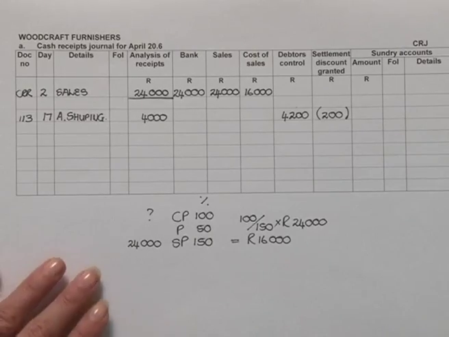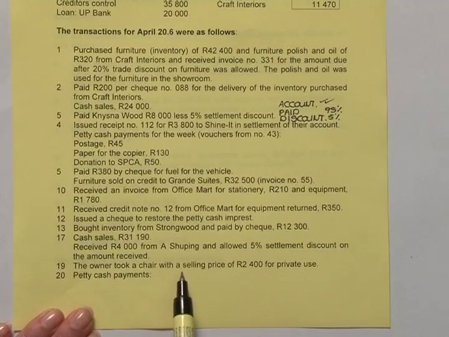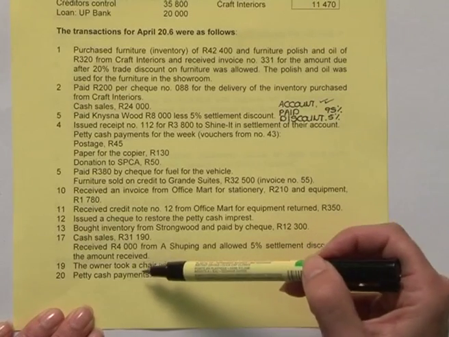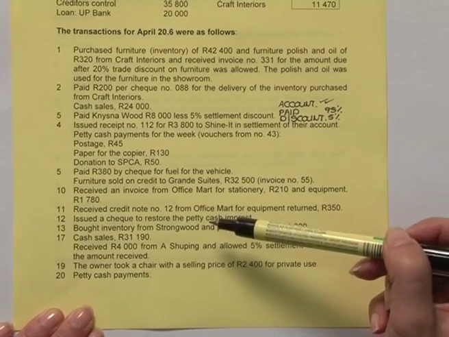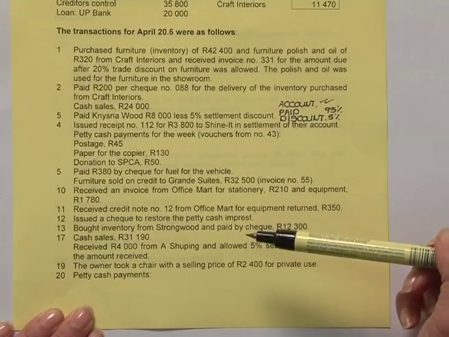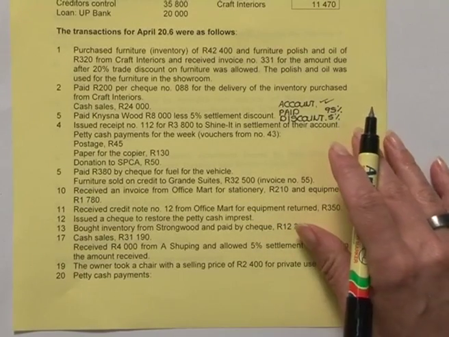Next transaction on the 19th. The owner took a chair with a selling price of 2,400 for private use. Let's first identify the journal that we need to account for this transaction. If the owner takes inventory, that is not a cash transaction, so it can't be in the cash receipts journal, cash payments journal, or petty cash journal. It's not a sales transaction.